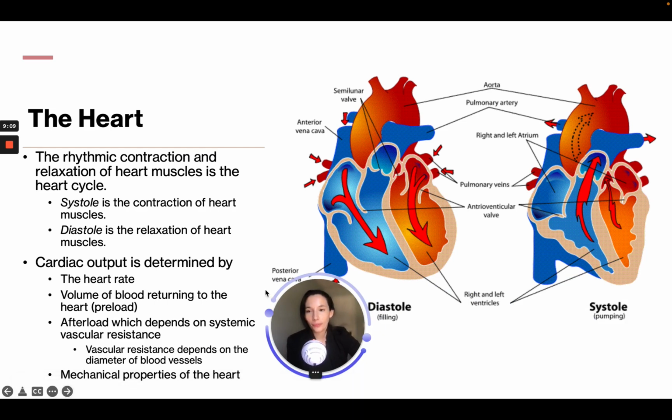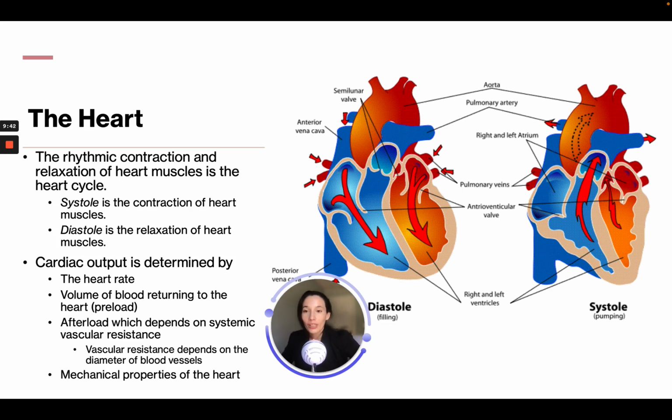All right, so the rhythmic contraction and relaxation of the heart is the heart cycle. So we have systole, which is the contraction of the heart muscles, and diastole, which is the relaxation of the heart muscles. And you'll see this with blood pressure. That is what this is talking about when you get into nursing school and you learn about blood pressure and things. The systole is the pressure when the heart's contracting, and diastole is the pressure when it is relaxing.